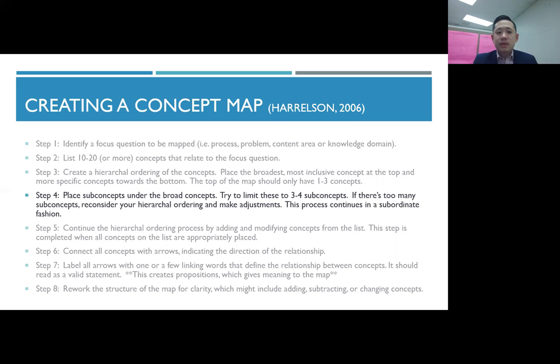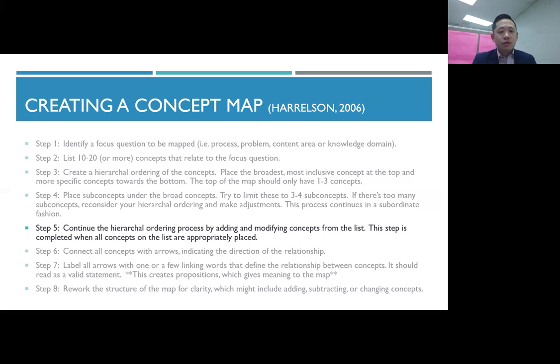Step 4, place sub-concepts under the broad concepts. Try to limit these to 3 to 4. If there's too many sub-concepts, reconsider your hierarchical ordering and make the proper adjustments. This process continues in a subordinate fashion, meaning that your broad concepts are on top, followed by your sub-concepts, followed by the sub-concepts of your sub-concepts, and so forth.